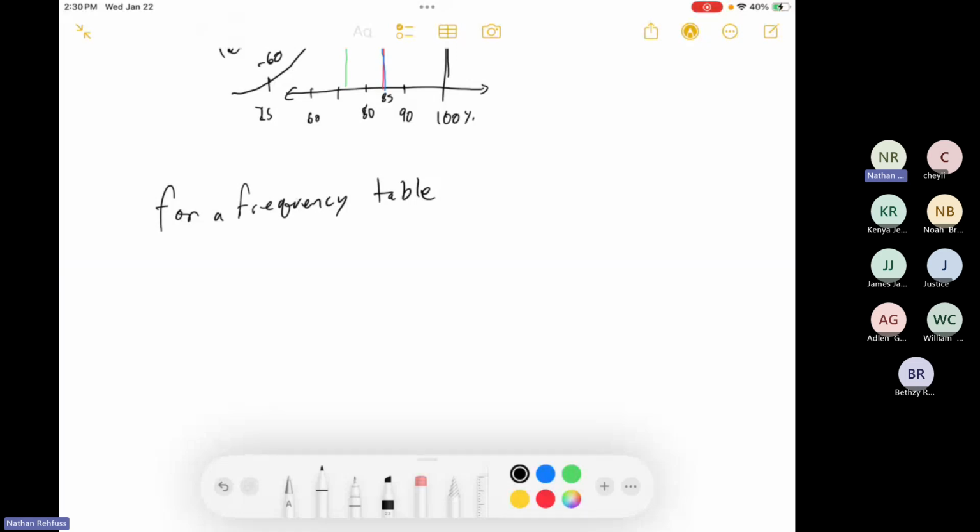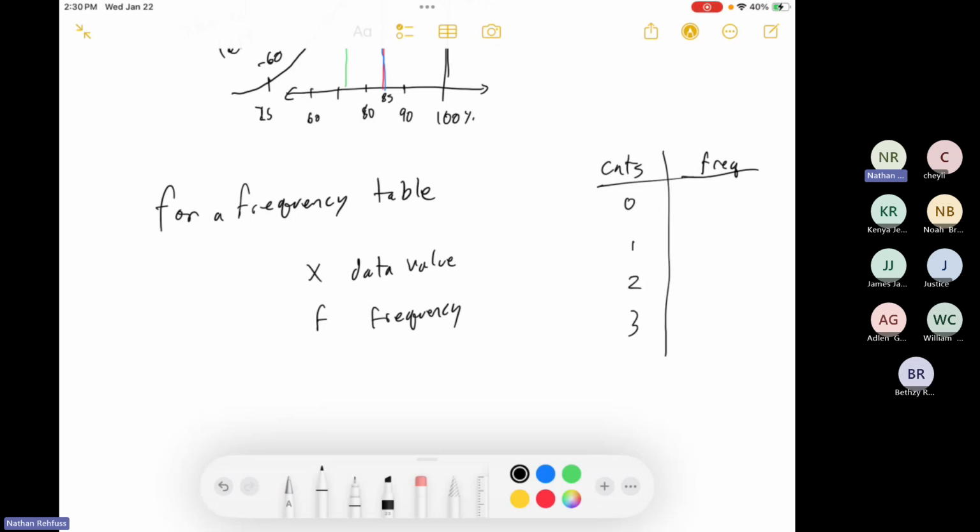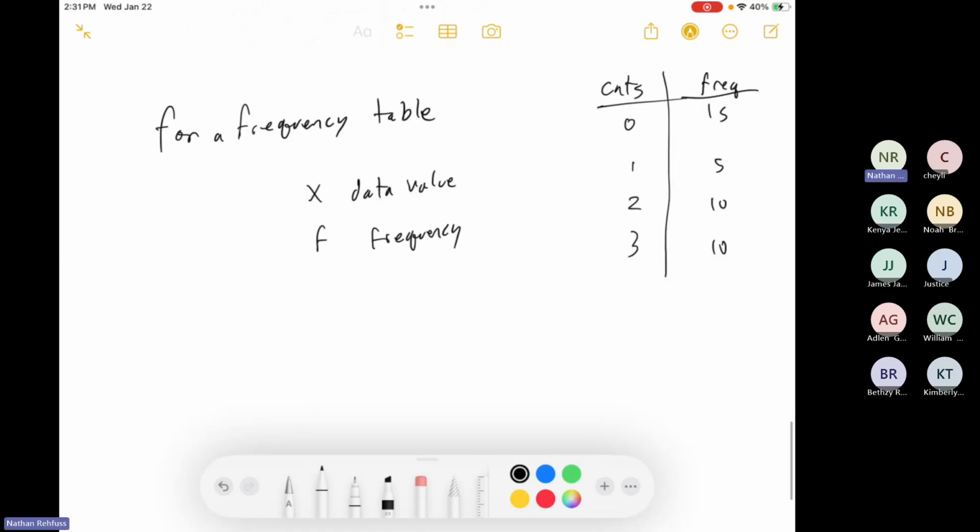All right, so for a frequency table, we're going to say X is the data value and F is the frequency. So in this case, I said that there would be 15, 5, 10, and 10. So I would say 10 is the frequency for the X value 3. Then one way to get the average, first I need to add up the frequencies. So n is 15 plus 5 plus 10 plus 10, that's 40. There are 40 people in my survey who said, we may or may not have cats at home, but we'll answer your question.